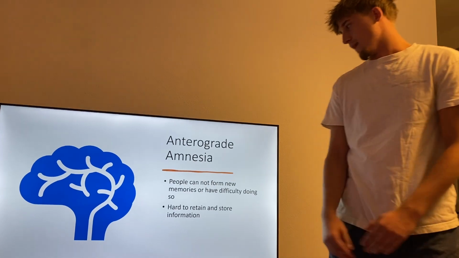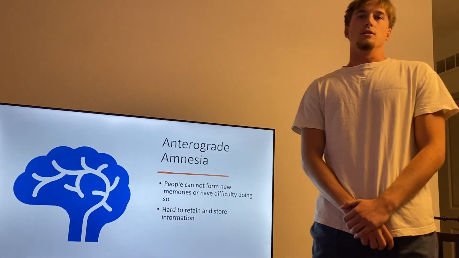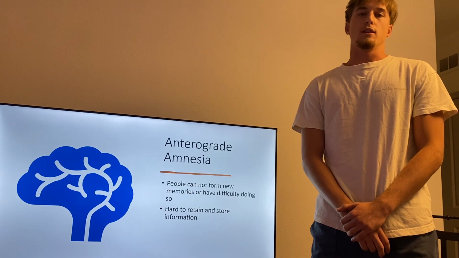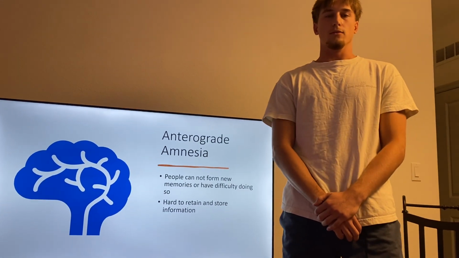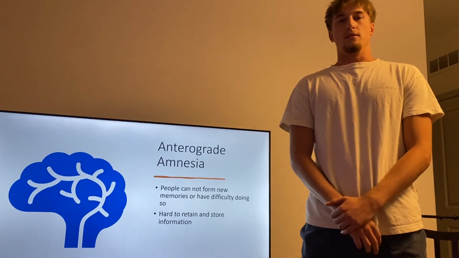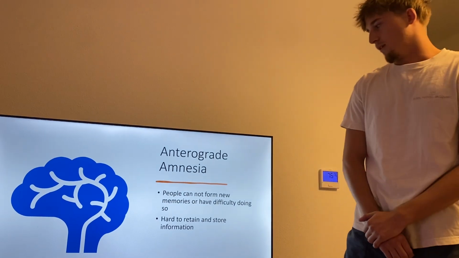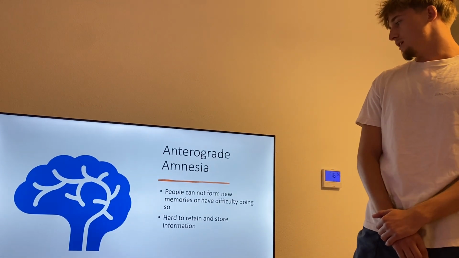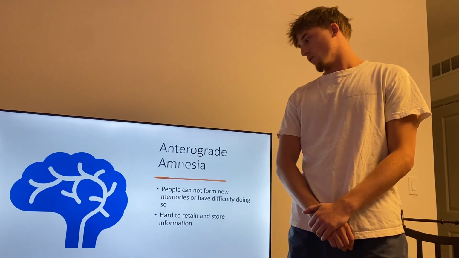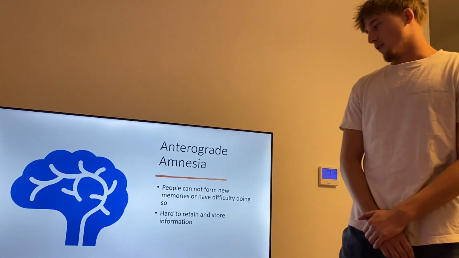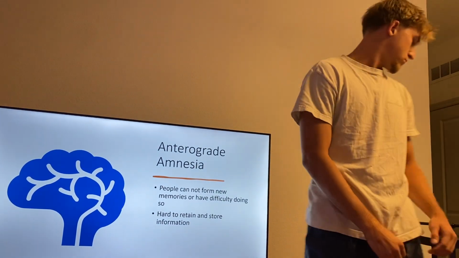Moving to anterograde amnesia. This is the type of amnesia when a person would forget the last meal that they ate or something recent, or say they just met a person and 10 seconds later they walk away, they can't remember their name. People cannot form new memories or have difficulty doing so. This also means it is hard to retain and store other information.